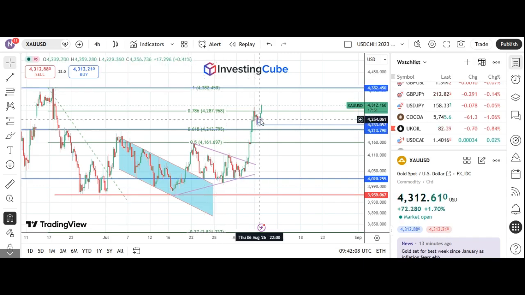Okay, now this move could either be a straightforward move from the present level, or you could have a retest of this support before we have that move going on there.